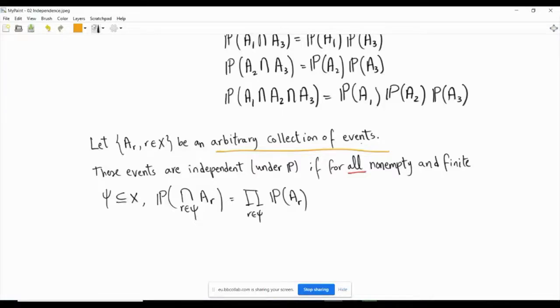So you need to take the events in 2s, in 3s, in 4s, in 5s, in 6s, in 7s, and so on, right? So you basically have to do an infinite number of checks to make sure that the events are independent, if we are talking about an arbitrary collection of events. Here, of course, I am more interested in the infinite case, the countably infinite or even uncountably infinite collection of events.